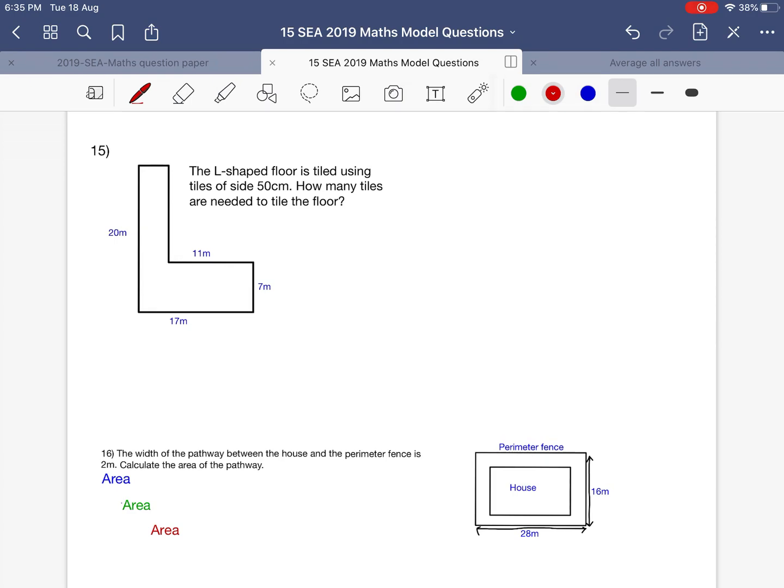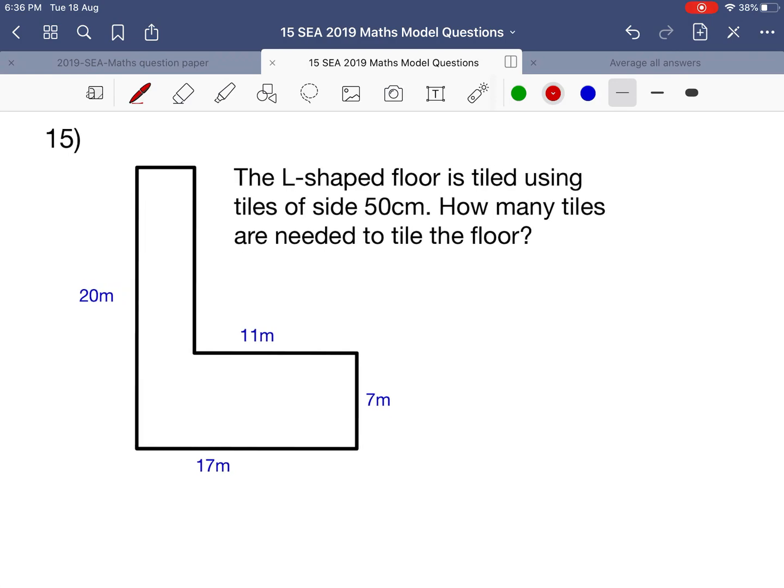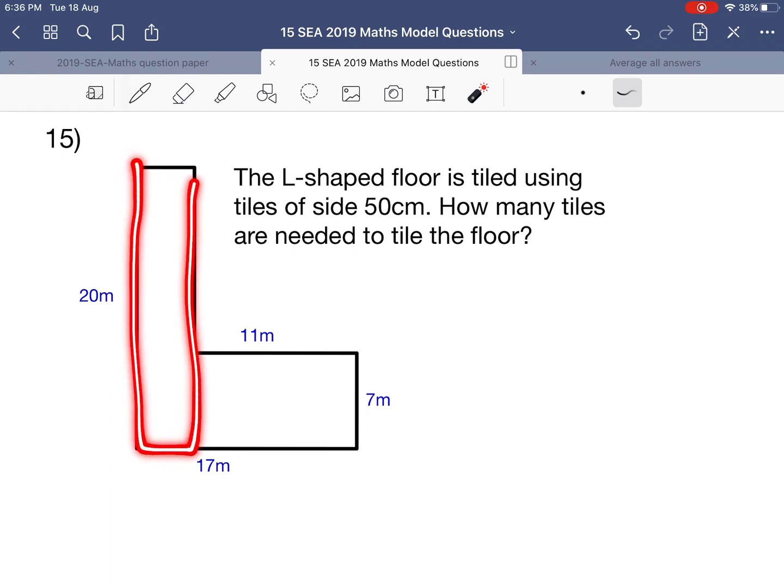The L-shaped floor is tiled using tiles of side 50 centimeters. How many tiles are needed to tile the floor? So firstly, let us determine the area of the L-shaped floor, then the area of the tile, and then divide the area of the floor by the area of a tile to determine how many tiles. So we must determine the length of the side in order to determine the area of this piece.